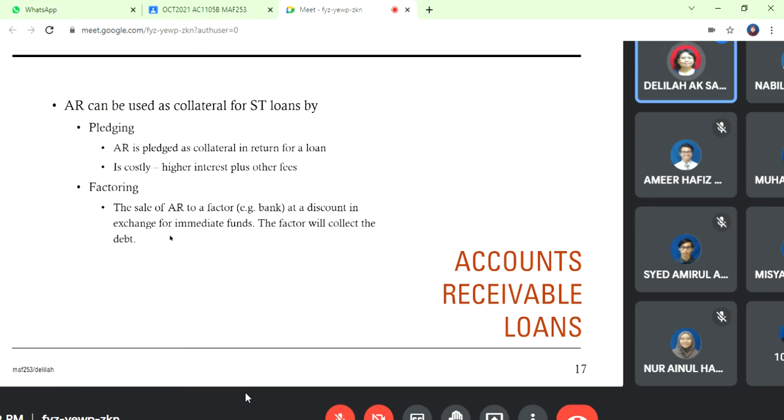Factoring is when you actually sell the account receivable to the bank. Kita jual terus. So kita dapat duit lah daripada bank. Dia beli kita punya account receivable. So whichever the case, you are borrowing money using accounts receivable as the collateral.